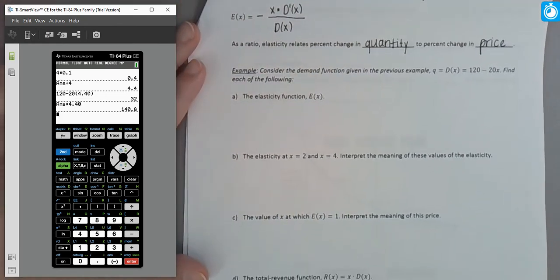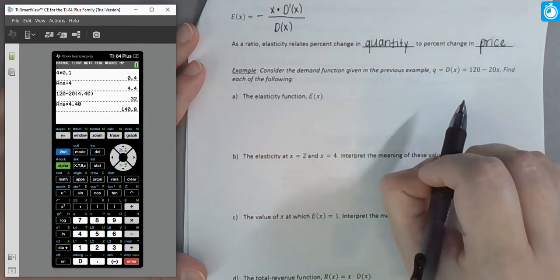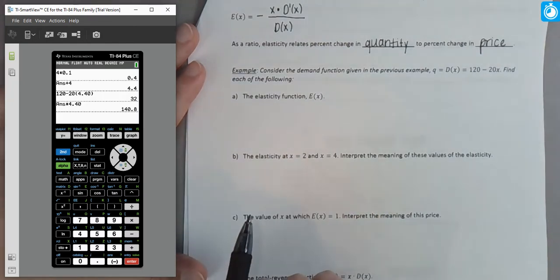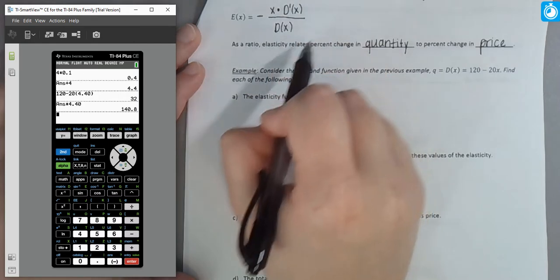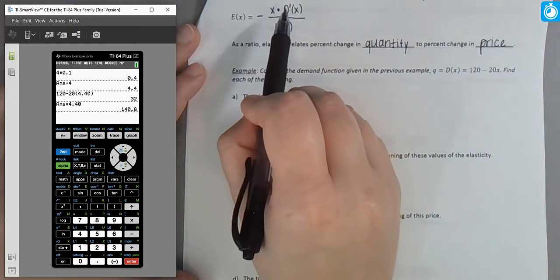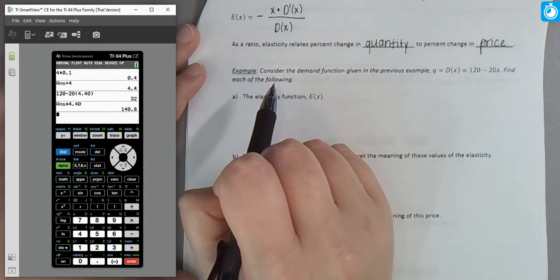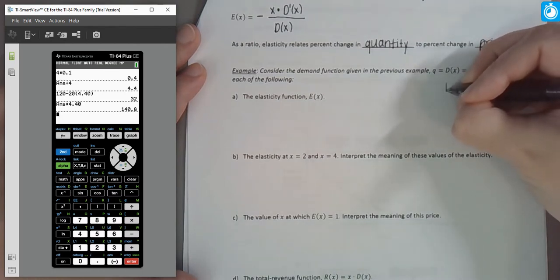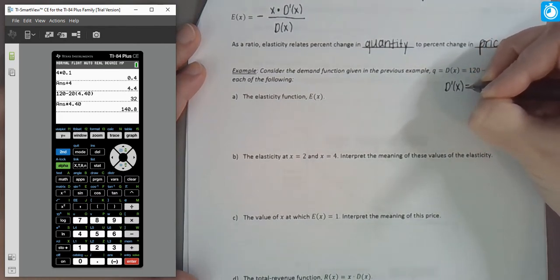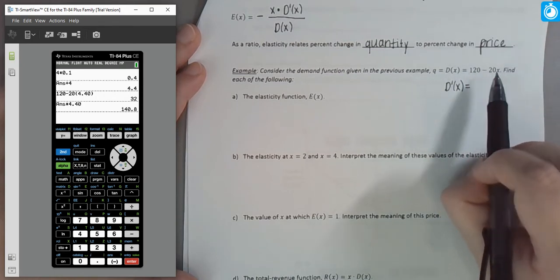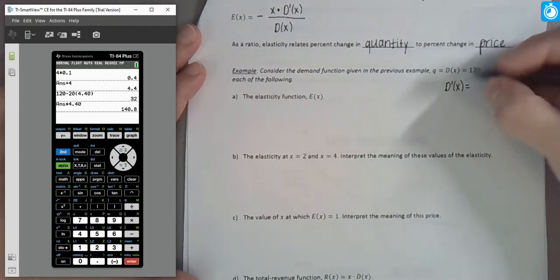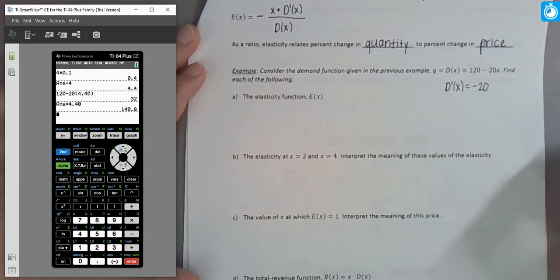So consider the demand function that we just looked at, which was d of x is equal to 120 minus 20x, and we want to find each of the following things. The first thing we want to find is the elasticity function, which is given by this expression. Notice again, the elasticity function is going to require that we have the derivative of our demand function. So that's a good place to start. Start by finding its derivative. We can just find it using the difference rule and then the power rule. So 120 differentiates to 0, and negative 20x differentiates to negative 20. So the derivative of our demand function is going to be negative 20.